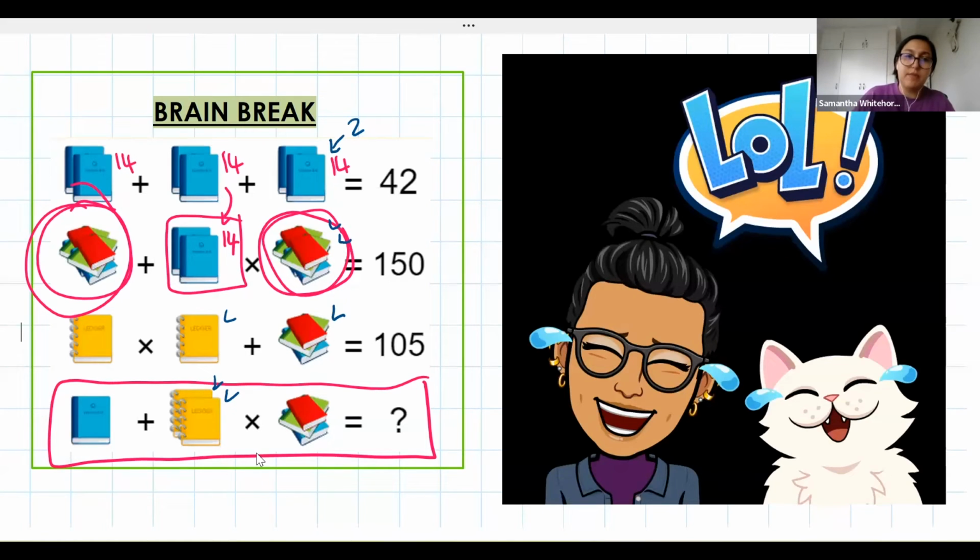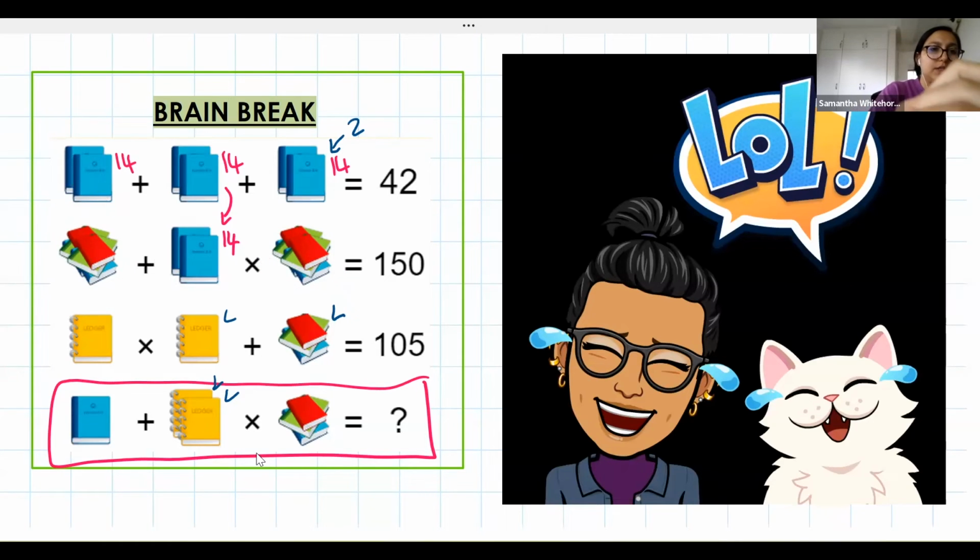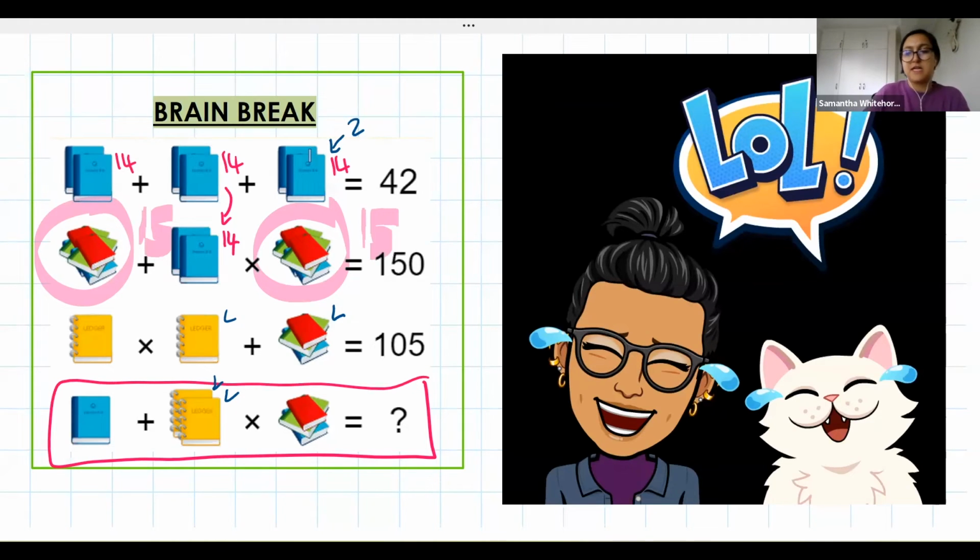Okay, so just remember, because this picture and this picture are identical, the numbers must be the same. So if this is 1, that will be 1 as well. If that's 15, that will have to be 15 as well, because they're the same picture. So they represent the same number. Good try though, well done.